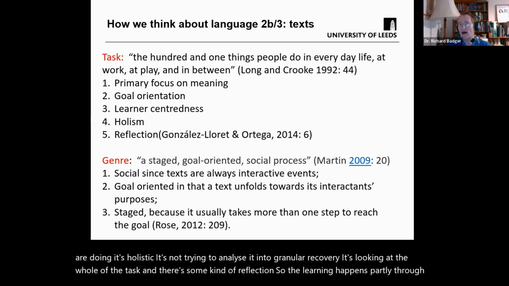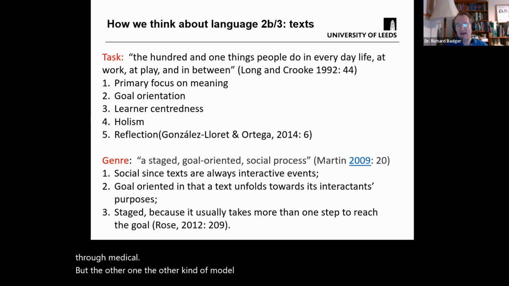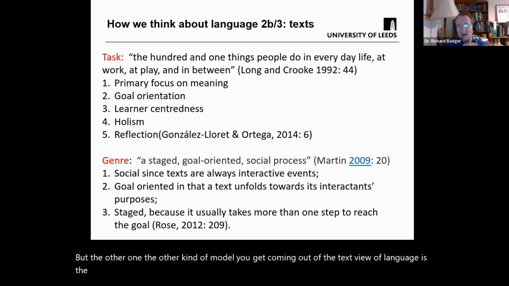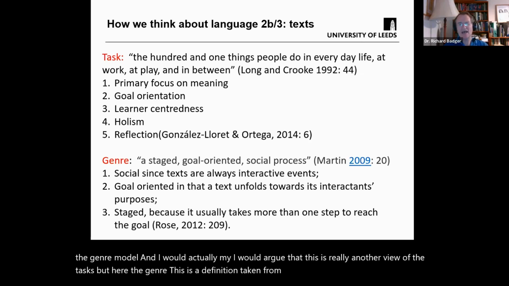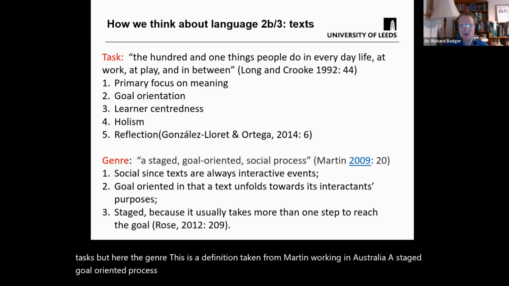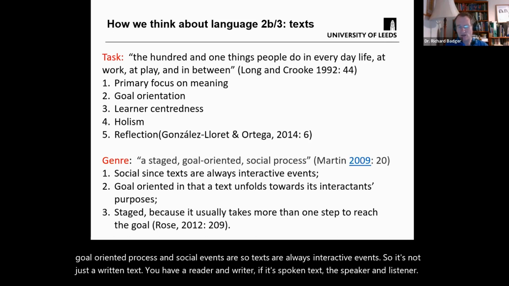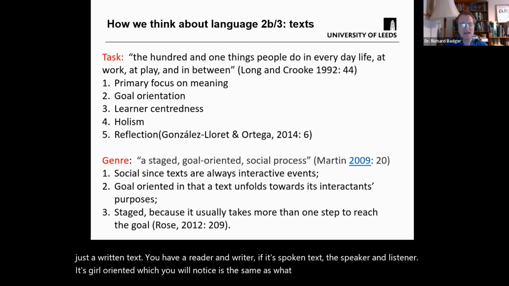But the other model you get coming out of the text view of language is the genre model. And I would argue that this is really another view of the task. Here, this is a definition taken from Martin working in Australia: a staged goal-oriented social process. Texts are always interactive events. So it's not just a written text, you have a reader and a writer, or if it's spoken text, a speaker and a listener. It's goal-oriented, which you will notice is the same as what we said for tasks, and it's staged, so it has a structure within it.